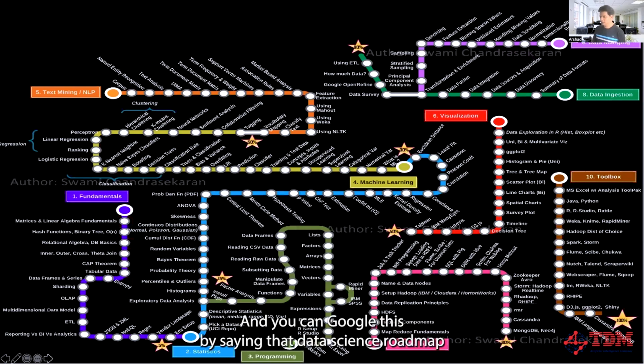need to follow. And you can Google this by saying data science roadmap, and you should be able to find this in the Google images. If not, just drop a message and we'll send you this one. So step number 1 is go through your fundamentals of mathematics, hashing, binary tree, algebra basics. Then number 2 is learn stats, probability theory, Bayesian algorithm, random variables. You cannot ignore that. It's the thinking operating system of AI.